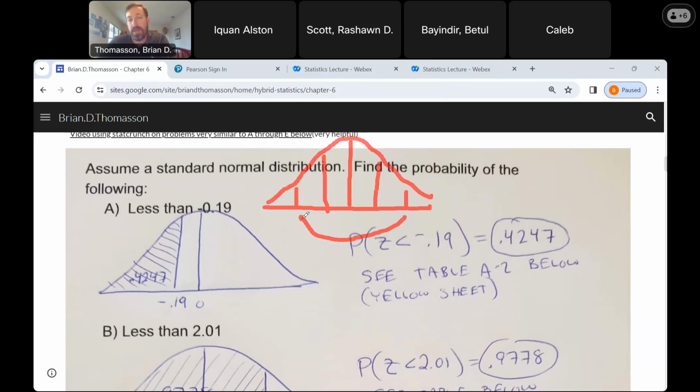We're going to build on that. We're not just going to be talking about 1, 2, and 3 standard deviations. We're going to go into much more depth and get any probability, whether it's greater than a certain value, or less than a certain value, or between two values.